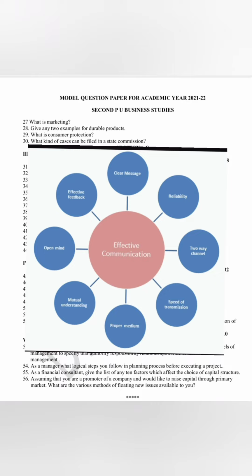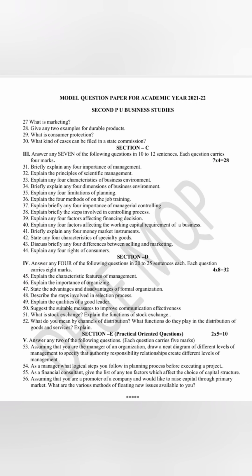Suggest suitable measures to improve communication effectiveness. For effective communication, we should have a clear message. It should be completely reliable, and it should be done through a two-way channel. There must be a need to avoid jargon words so that we can avoid confusion. There should be proper mental understanding. Filtering and perspective should be avoided. Our own perceptions lead to problems in communication.